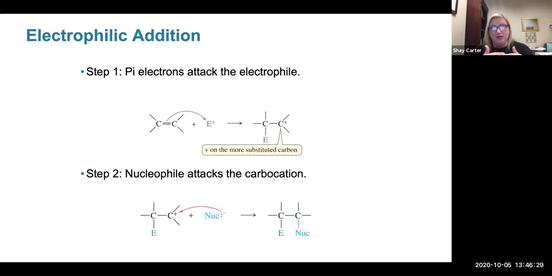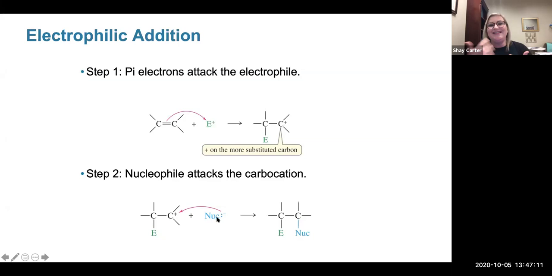So the pi electrons, okay, we're going to define these pi electrons as part of our nucleophile now. So anything that has a double bond, especially a carbon-carbon double bond, can act as a nucleophile. Those pi electrons are going to attack the electrophile, okay? This creates a carbocation intermediate. Remember that carbocation intermediates always want to be on the most substituted carbon, because tertiary carbocations are more stable than secondary carbocations, which are more stable than primary carbocations, okay? So our carbocation always wants to be on the more substituted carbon.